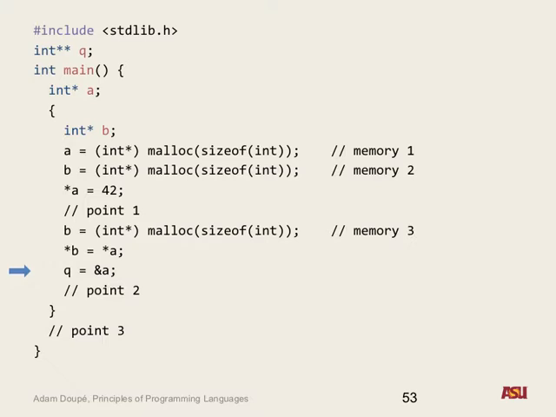Then Q is an int star star here at the top. We're going to say Q is equal to the address of A. So whatever the address of A is, we're going to copy it into Q. So what kind of memory problems do we have at this point? A leak? We have a leak? Or what else have we been calling that?